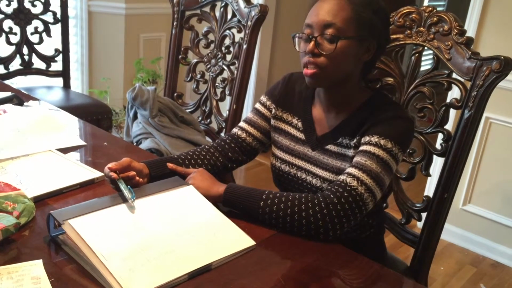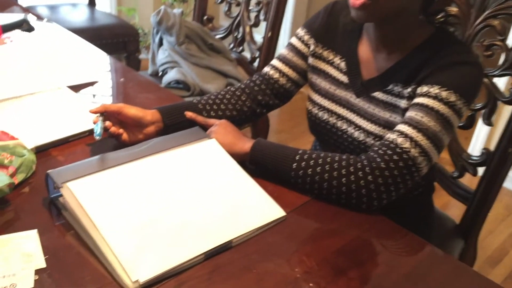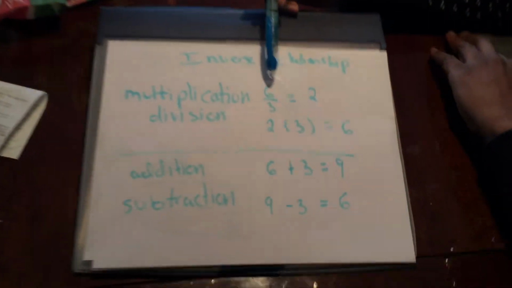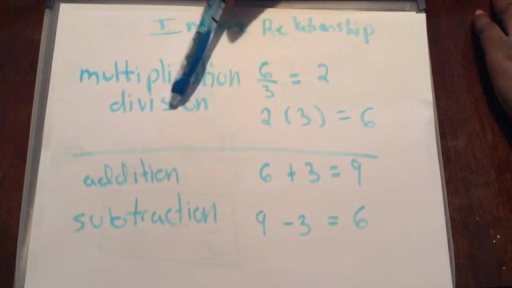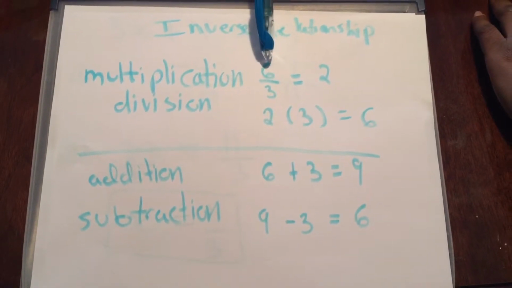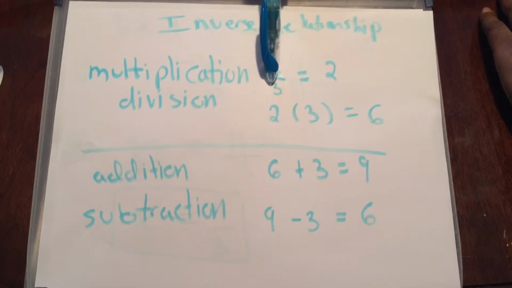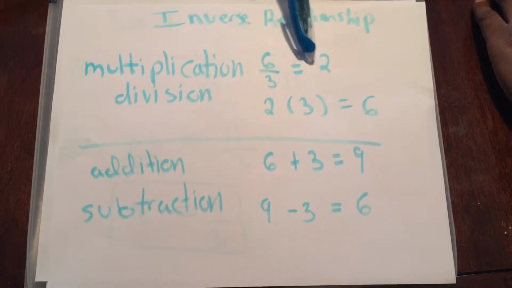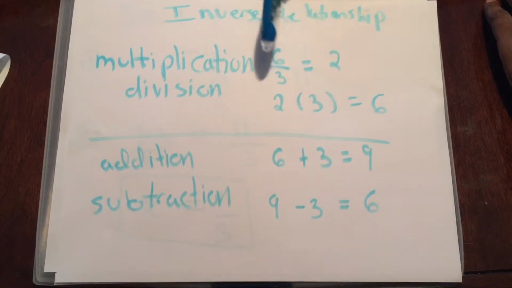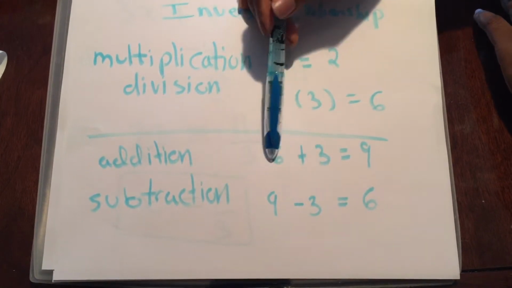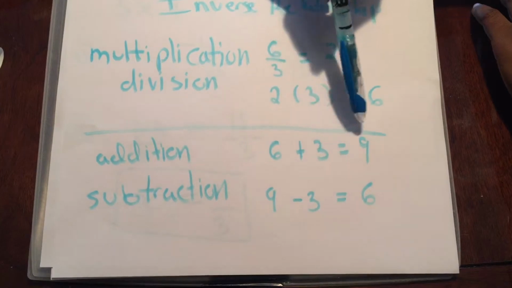we talked about the inverse relationship between multiplication and division, and the inverse relationship between addition and subtraction. As a reminder, what do I mean when I say that multiplication and division have an inverse relationship? Well, multiplication is the reverse of division, and division is the reverse of multiplication. For example, if we have 6 divided by 3, we get 2. If we start off with that 2 and want to return to 6, what do we need to do? Multiply by 3.